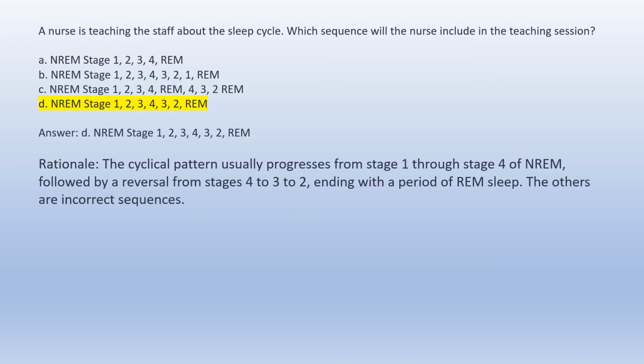Answer. D. NREM stage 1, 2, 3, 4, 3, 2, REM. Rationale. The cyclical pattern usually progresses from stage 1 through stage 4 of NREM, followed by reversal from stages 4 to 3 to 2, ending with a period of REM sleep. The others are incorrect sequences.